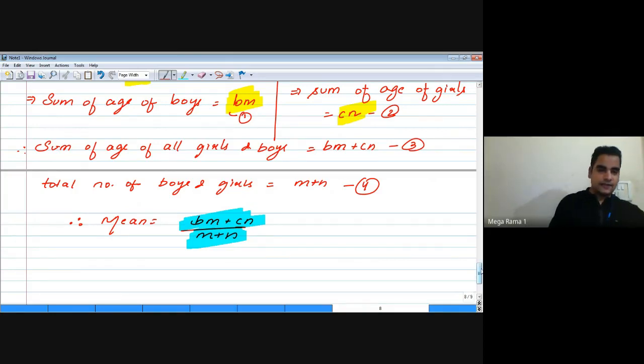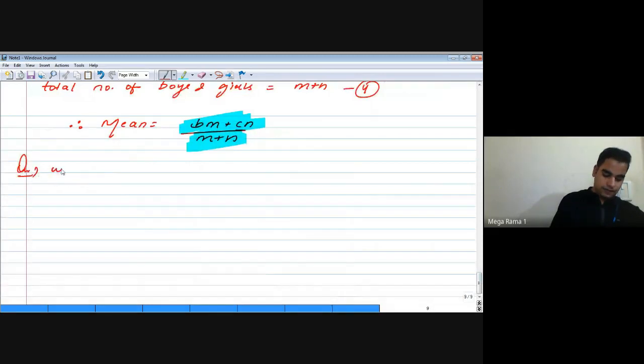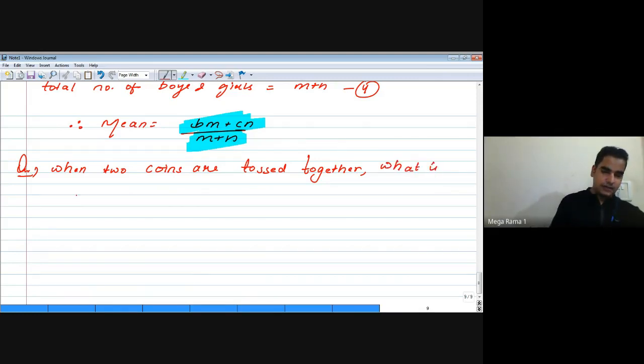See, the next question is this: when two coins are tossed together, what is the probability of getting at least one tail? At least one tail.